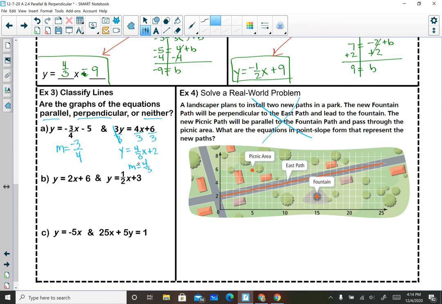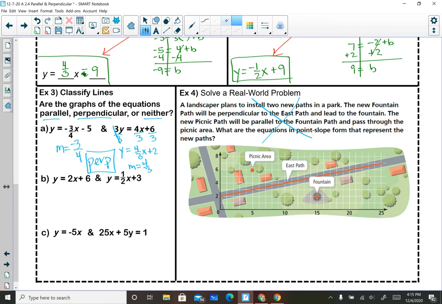So is it parallel? Are they the same? Nope. Is it perpendicular? Well, this one's negative, this one's positive, so they're opposites. Are they reciprocals? Are they flipped? They sure are. So we can say that these two equations are going to make perpendicular lines. Okay, so that's all you have to do.